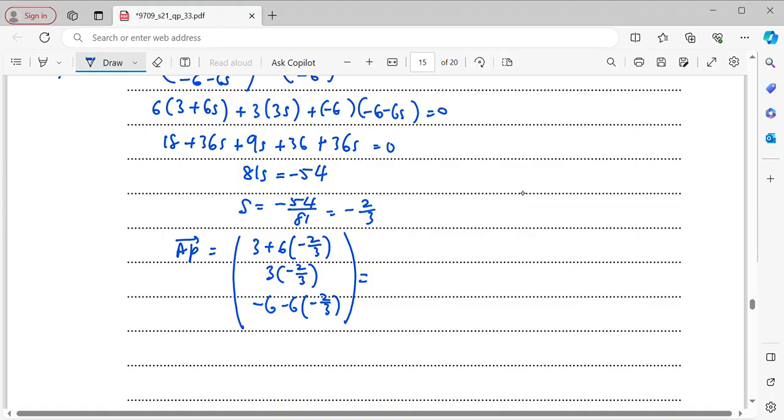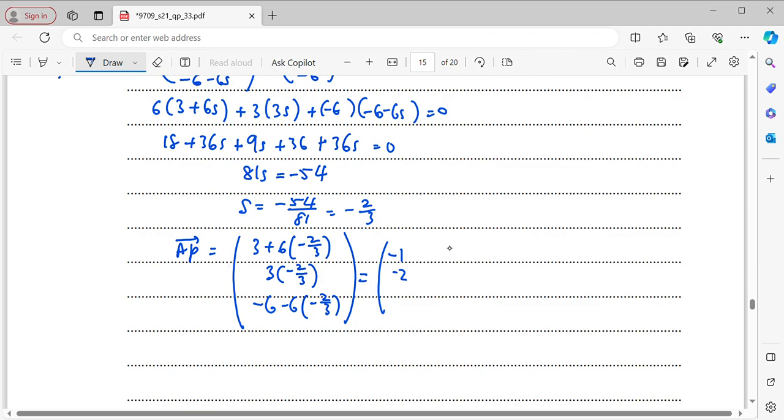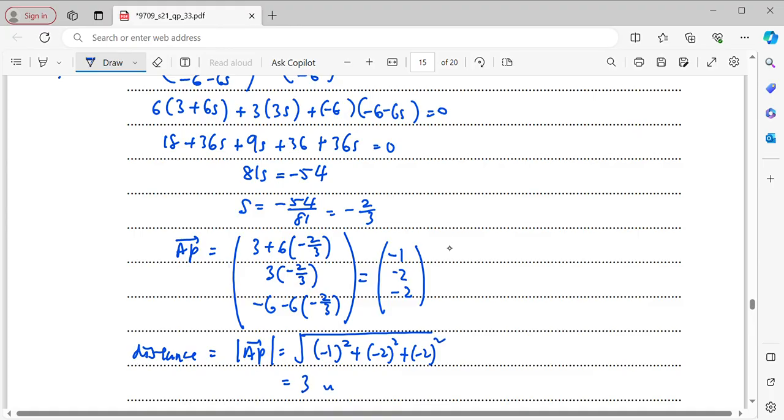So when you simplify, this is going to be negative 1, negative 2, and negative 2. Okay, so the distance is the magnitude of AP. That is the square root of negative 1 squared plus negative 2 squared plus negative 2 squared. So this is 3 units. Alright, so done for the first part.